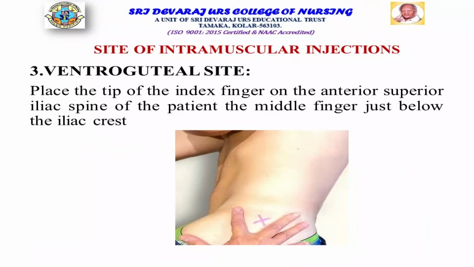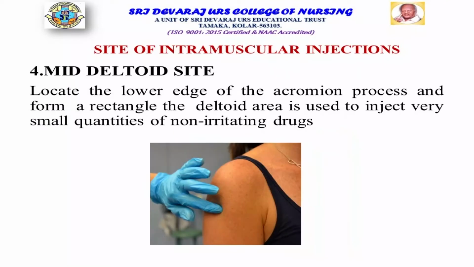Ventrogluteal site, how to locate it: place the tip of the index finger on the anterior superior iliac spine of the patient, and the middle finger just below the iliac crest. Mid-deltoid site: locate the lower edge of the acromion process and form a rectangle. The deltoid area is used to inject very small quantities of non-irritating drugs.